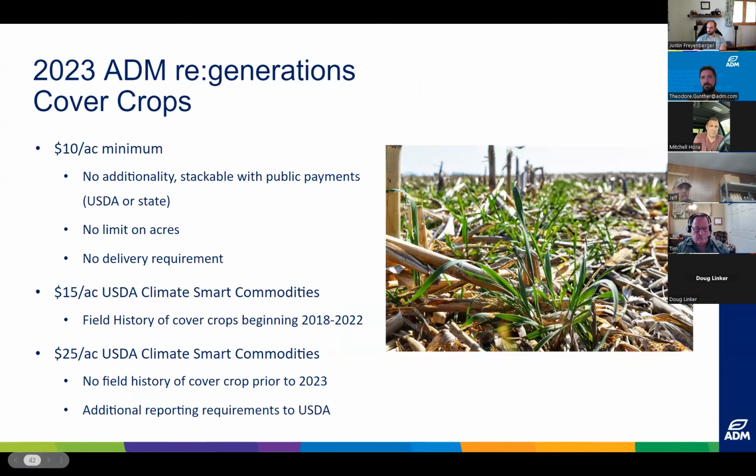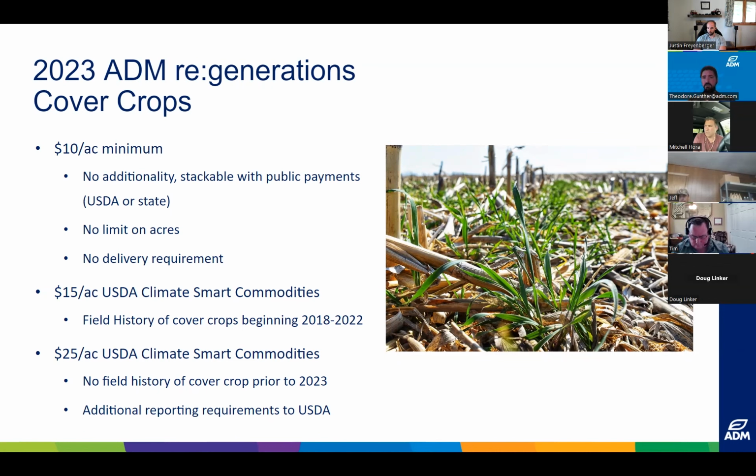So we have an offer for cover crops. If farmers are either using cover crops now or thinking about using cover crops, we'd love for you to consider participating in our program. We have some basics, a baseline offer of $10 an acre. It can be stacked with public programs. It's available for early adopters or middle adopters or people who are just getting started. There's no limit on acres. There's no delivery requirement.